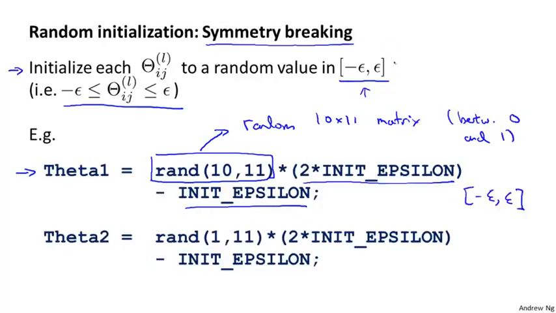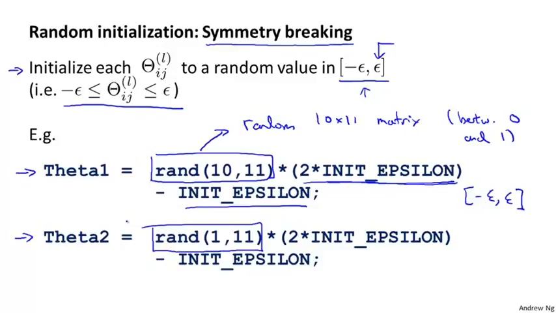And incidentally, this epsilon here has nothing to do with the epsilon that we were using when we were doing gradient checking. When we're doing numerical gradient checking, there we were adding some values of epsilon to theta. This is an unrelated value of epsilon, which is why I'm denoting it init epsilon, just to distinguish it from the value of epsilon we were using in gradient checking. And similarly, if you want to initialize Theta2 to a random 1 by 11 matrix, you can do so using this piece of code here.